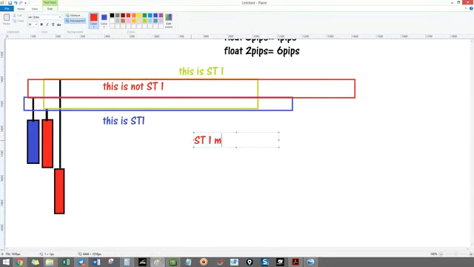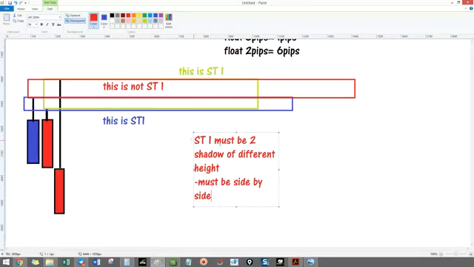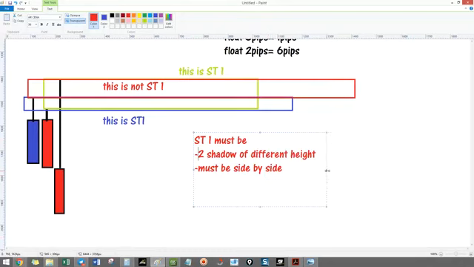ST1 must be two shadows of different height. Must be side by side. Two shadows of different height must be side by side.